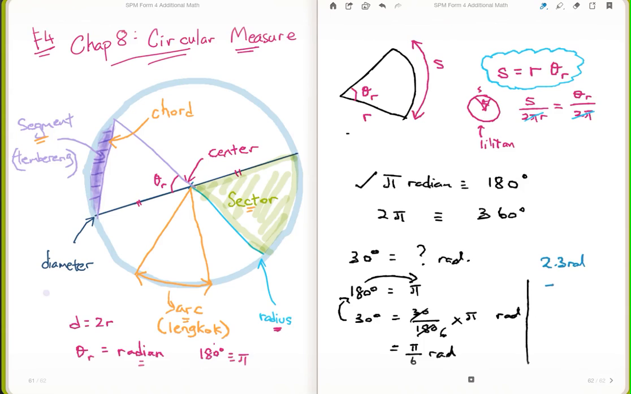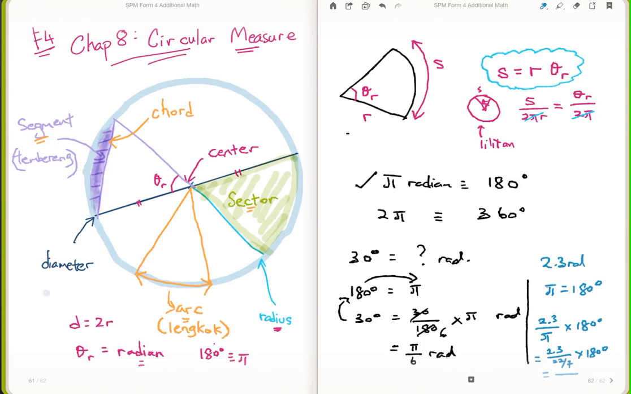Therefore you know that pi is equivalent to 180. So 2.3 will be equal to 2.3 divided by pi times 180. You may use pi as 22 over 7, times 180, and you should get a quick answer. This is just to show you how to do the conversion. There's a little bit of thinking here.